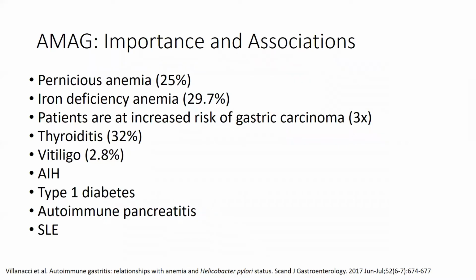Why is it important to identify patients with autoimmune gastritis? Well, this is associated with a whole host of other conditions, including pernicious anemia, iron deficiency anemia. Patients are at increased risk of gastric carcinoma, three times the level of the general population, and also some other autoimmune conditions.